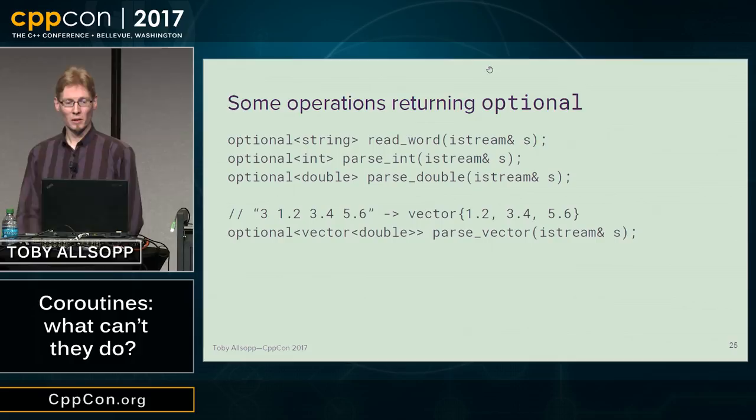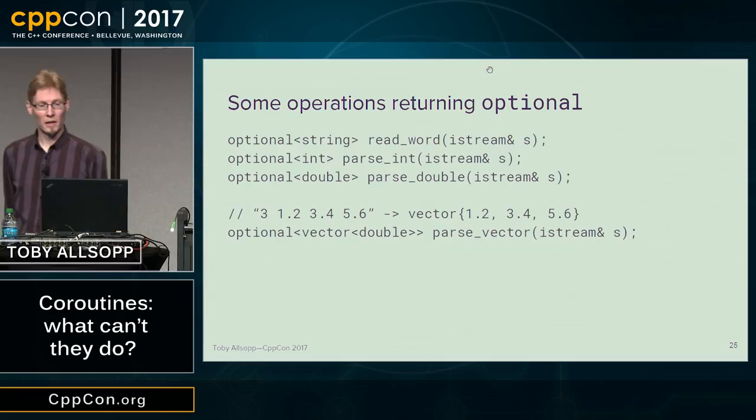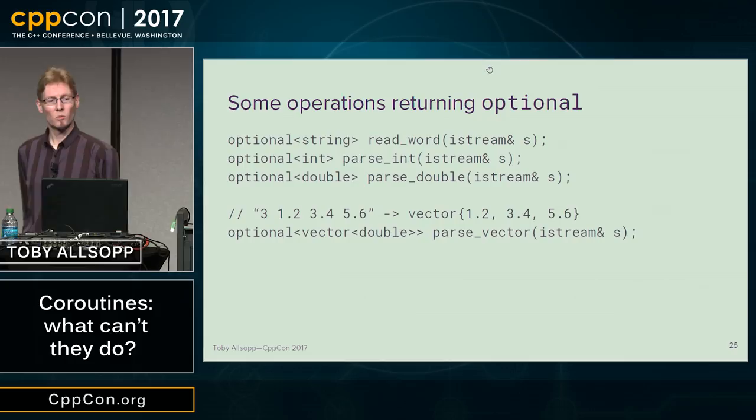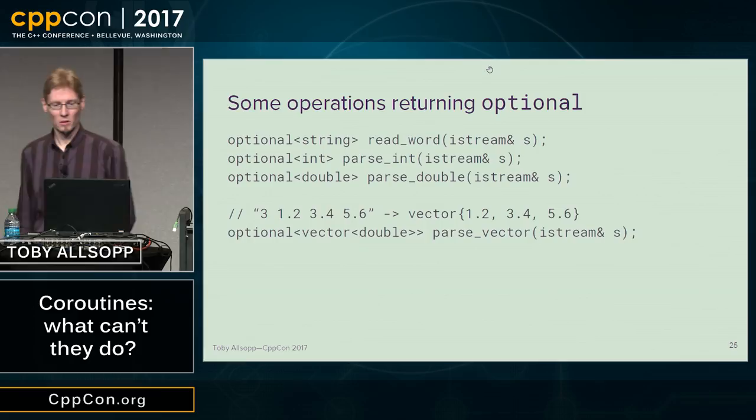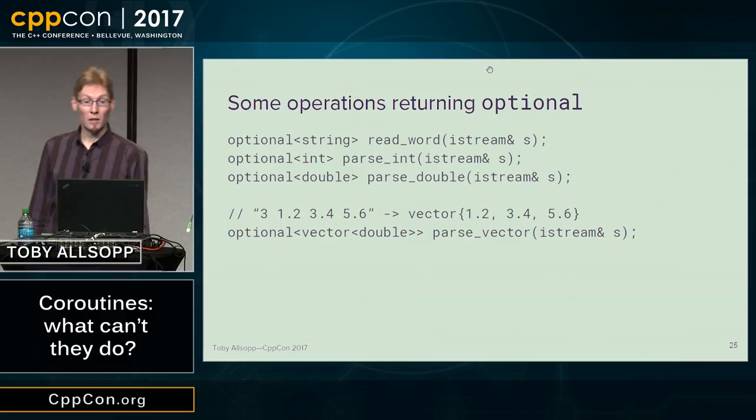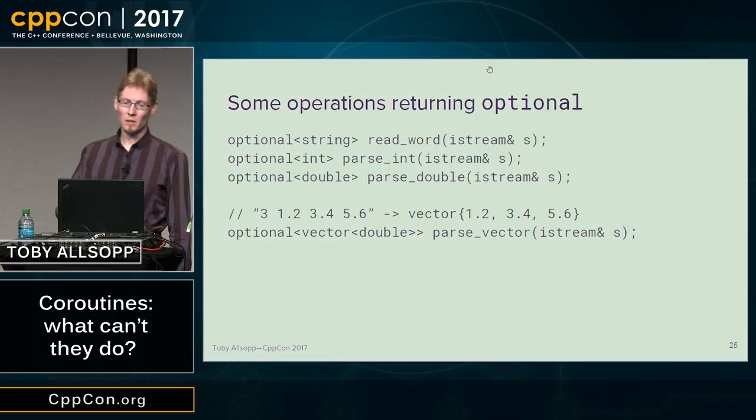And parse double, and then the interesting thing which we're going to implement is a combination of parse int and parse double, called parse vector. So we're going to parse the count first, which is an int, and then that many doubles. And it either gives you a vector, or if the stream doesn't contain an int followed by that many doubles, then it will give you an empty optional.